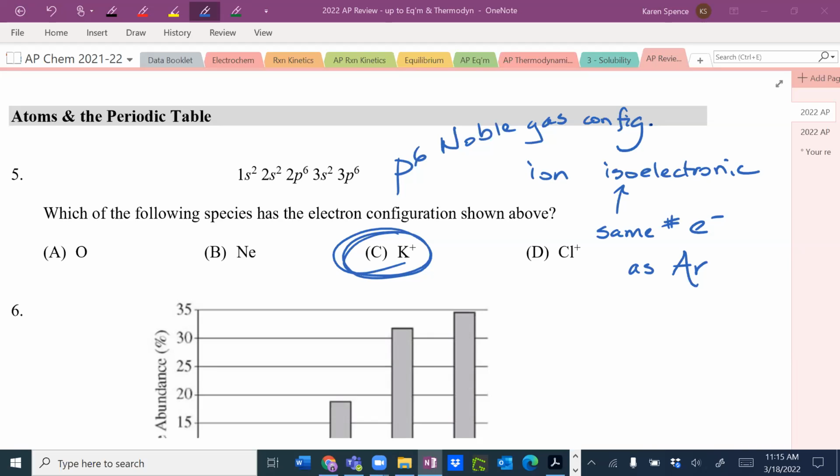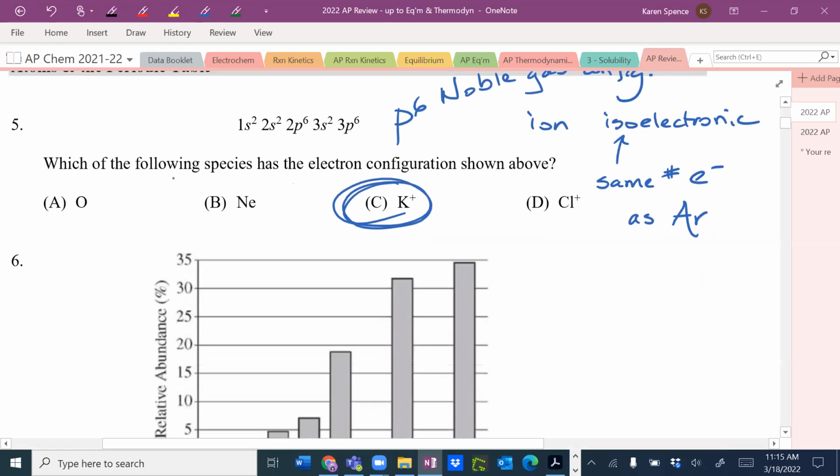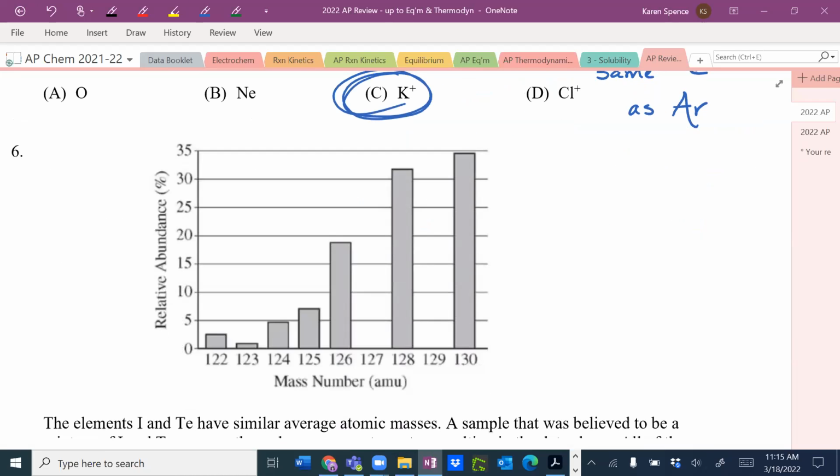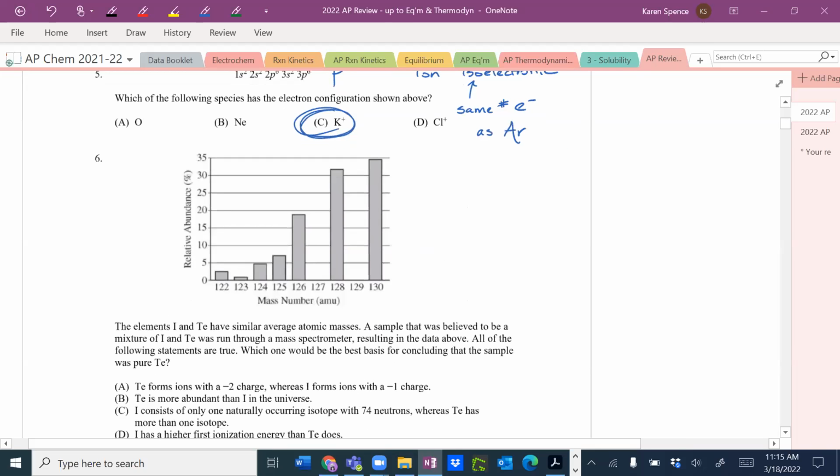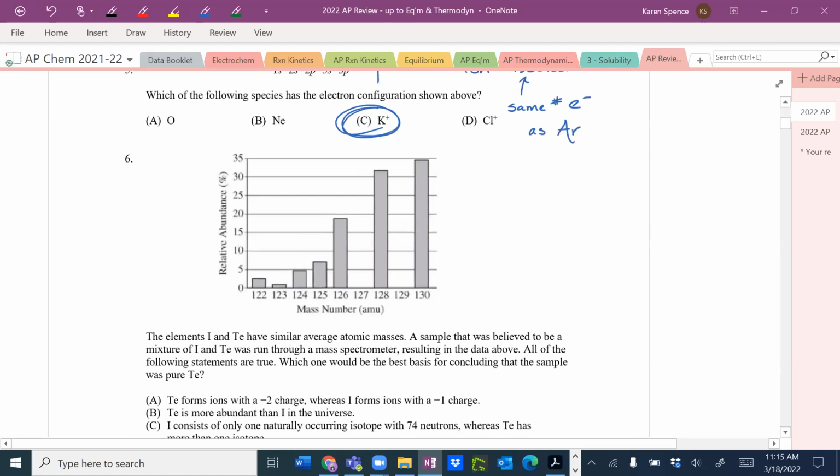Nobody's saying anything. Okay, number 6. Mass number. Iodine and tellurium have similar average atomic masses. The sample was believed to be a mixture of I and Te when run through the mass spec, resulting in the data above.